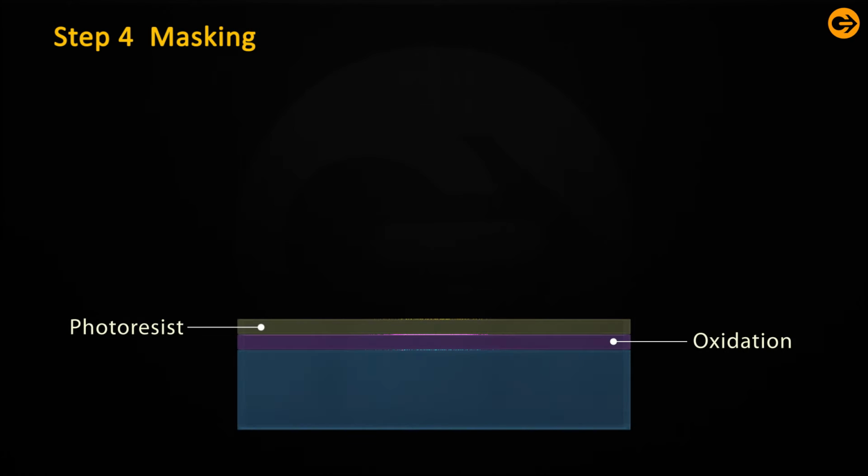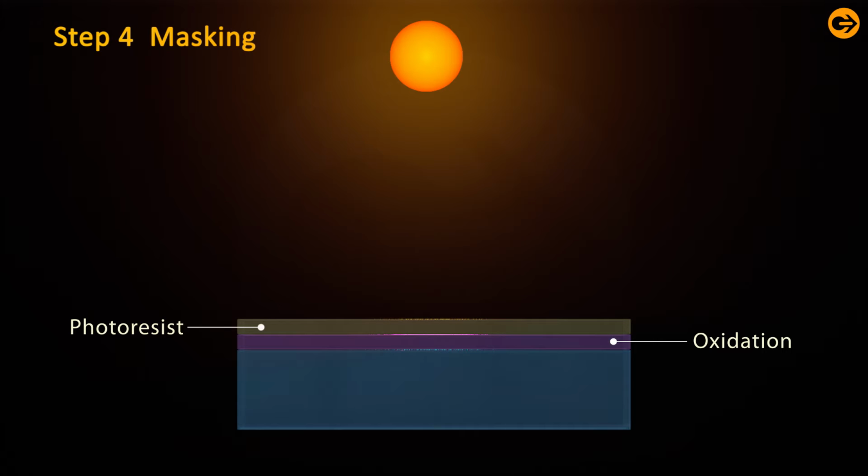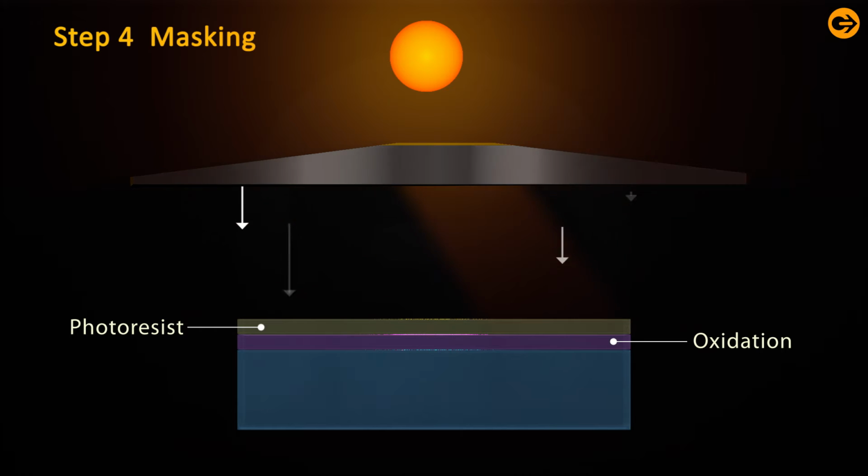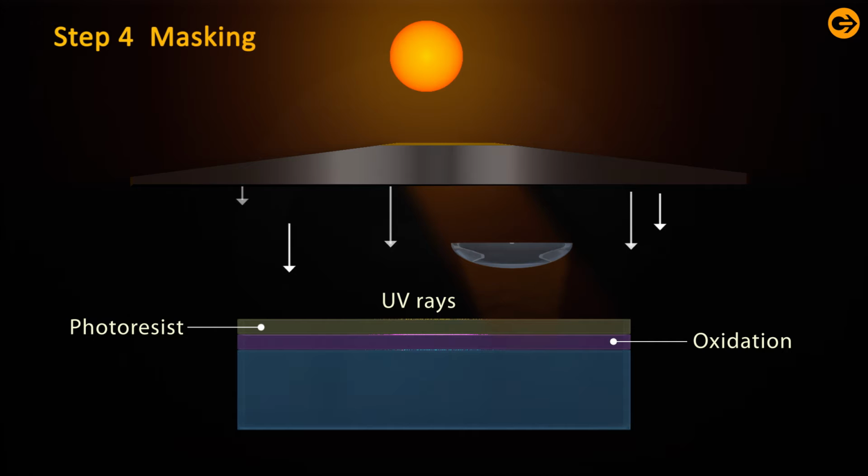Step 4. Masking. This step is the continuation of the photolithography process. In this step, a desired pattern of openings is made using a stencil. This stencil is used as a mask over the photoresist. The substrate is now exposed to UV rays. The photoresist present under the exposed regions of the mask gets polymerized.